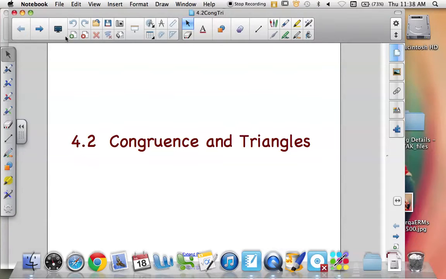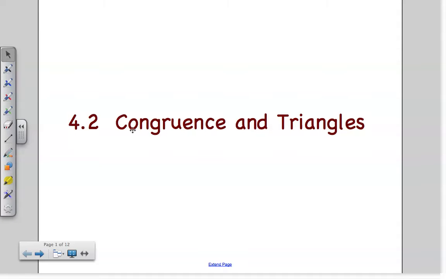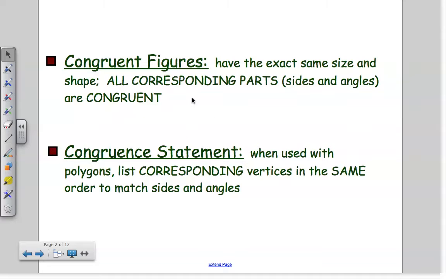In section 4.2, we're looking at congruence in triangles. We're talking about what makes figures congruent, especially triangles today, and the definition of congruent figures. For figures to really be congruent, you need a lot, actually.